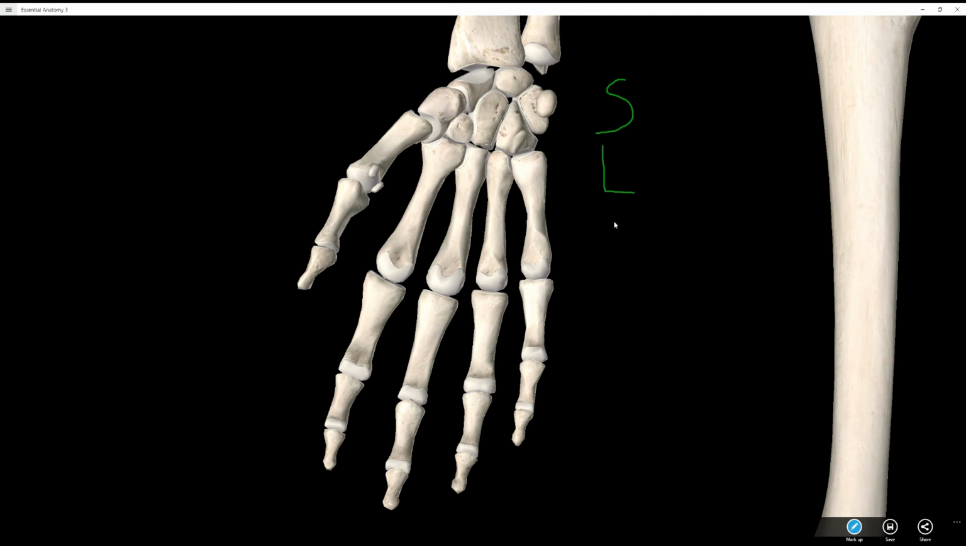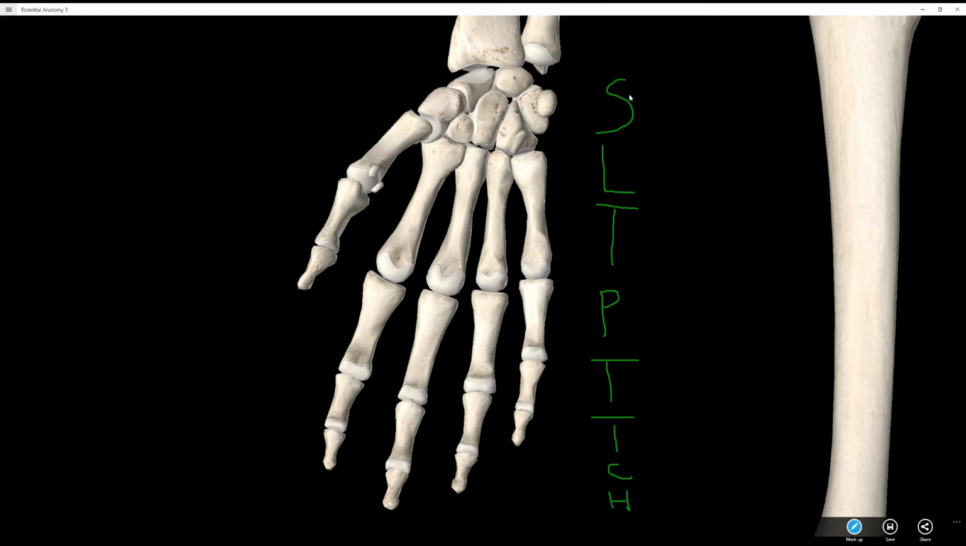All right, so if you were to spell that out, it would be scaphoid, lunate, triquetrum, pisiform, trapezium, now we're in the distal row, trapezoid, capitate, hamate.